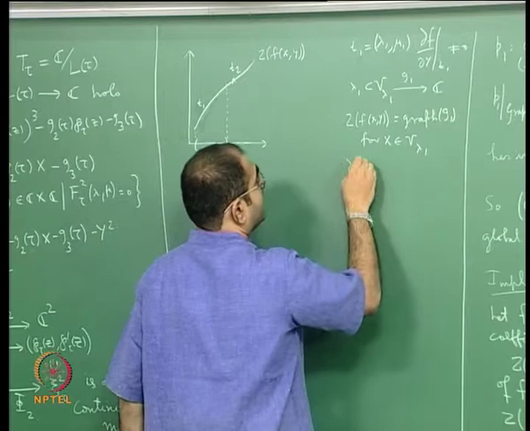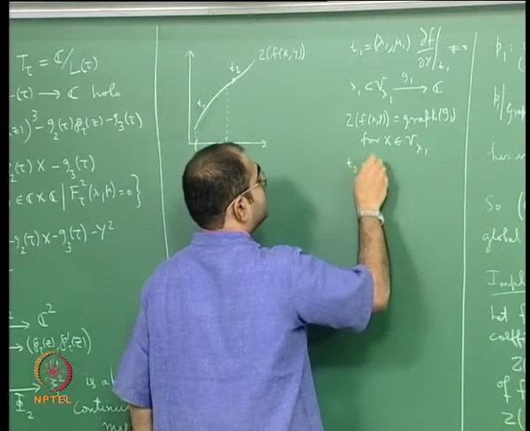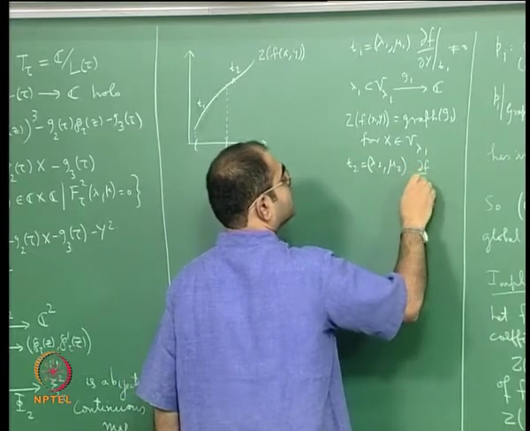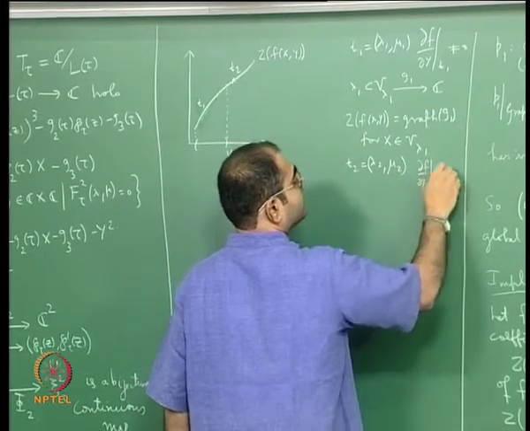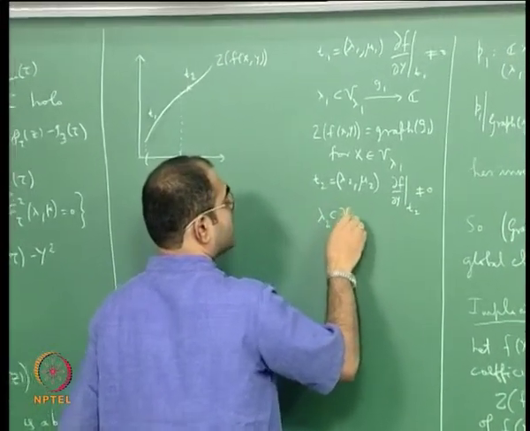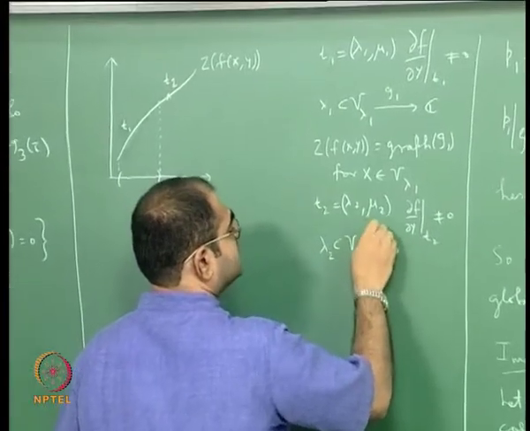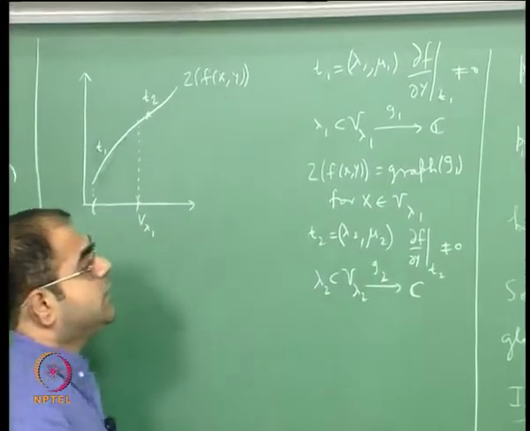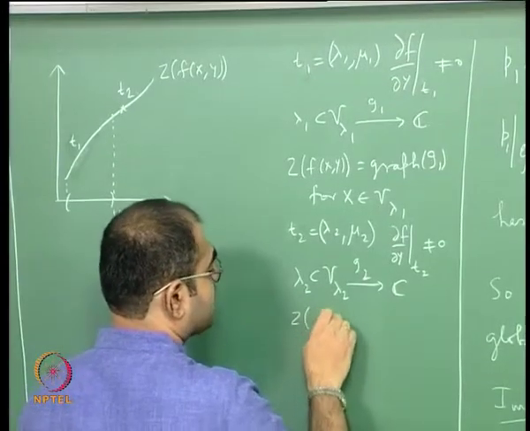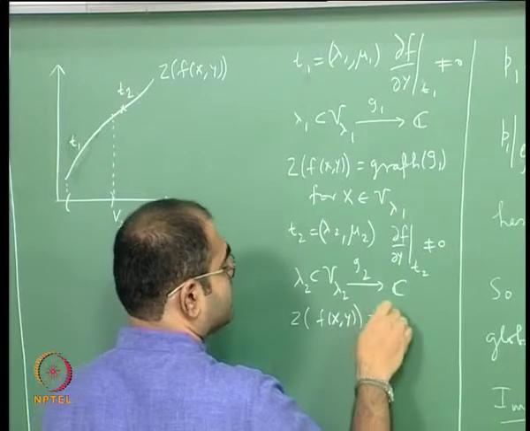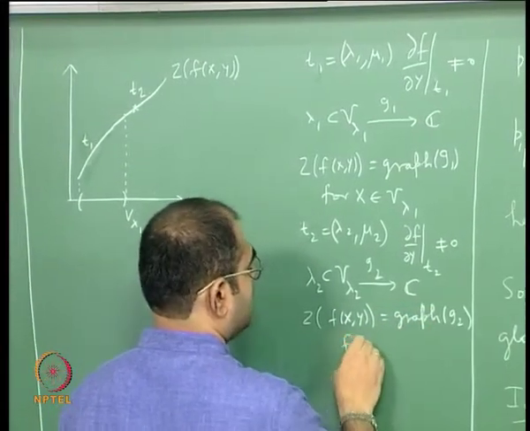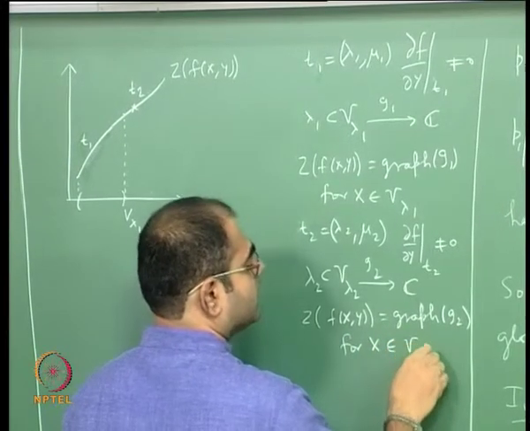So T2 is again lambda 2 comma mu 2, and dou f by dou y at T2 is non-zero. Then you get an open neighborhood v sub lambda 2 of lambda 2 and a holomorphic function g2 defined on that with values in C, such that z of f of x comma y is actually the graph of g2 for x in v lambda 2.